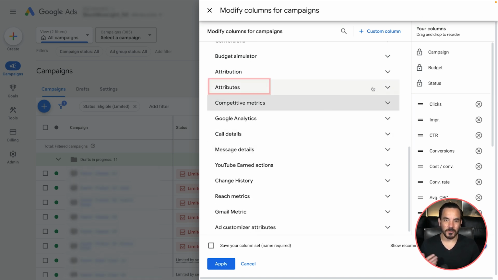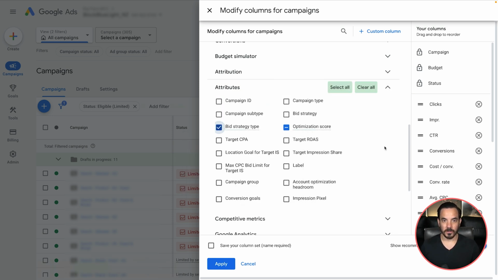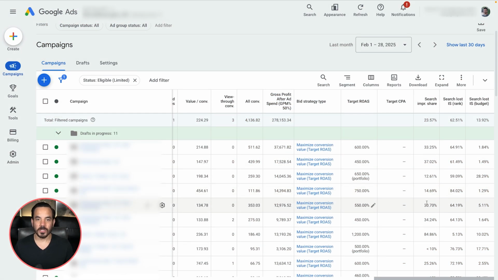Now for good measure, head over to this section here that says attributes. Tick this box for bid strategy type. Also tick these boxes here for target ROAS and target CPA. Now you can rearrange your columns if you prefer to see them in a different order. I usually like to have it in this order, like this. And now you can click apply. Okay, so now we can see our bid strategy settings, targets, and our impression share columns.